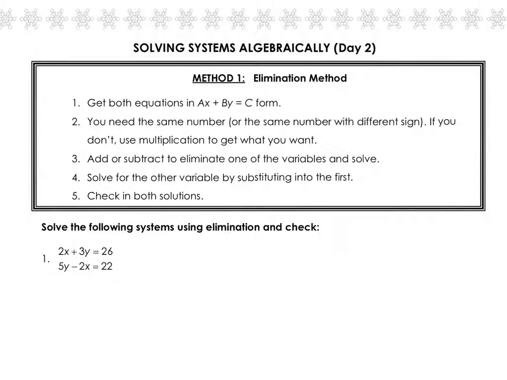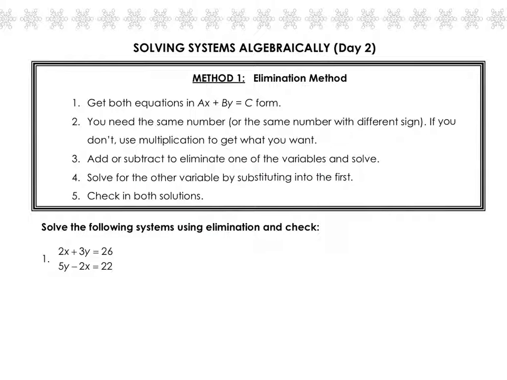In order to use this, we want both equations in ax plus by equals c form. So actually not in y equals, just having the variables on the left side with the number on the right-hand side. And then you need the same number, or the same number with different signs. And if you don't have the same one, then you need to use multiplication to get one number to be the same. The next step is to add or subtract to eliminate one of the variables, and then we just solve like normal. And then we solve for the other variable by substituting into the first and check in both solutions.